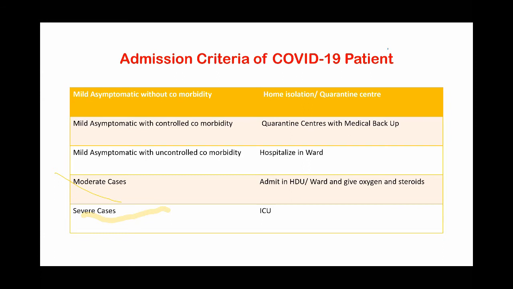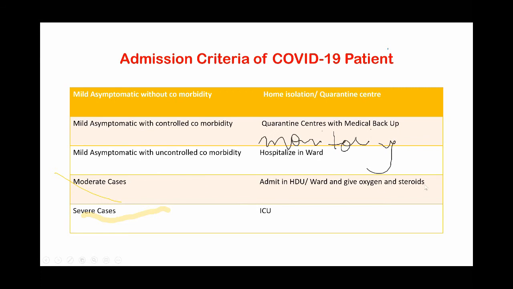Coming to mild asymptomatic with controlled comorbidity. So I am mildly symptomatic, but I have a comorbidity. Suppose I'm a diabetic. So I should definitely get myself admitted in a quarantine center with a medical backup. This is very crucial because in case of comorbid conditions, you need monitoring, especially if you are a layman. And if I find a mildly symptomatic patient with uncontrolled comorbidity, I should get admitted to the ward. In the moderate cases, definitely we mostly admit these ones.